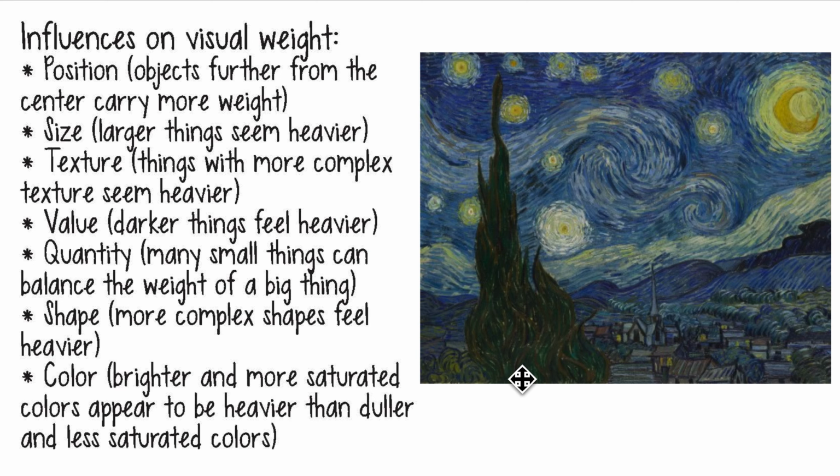The colors: darker color values, heavier feel. Lighter colors, lighter feel. Quantity. The more stuff you have, the heavier it is. Shapes. If you have really complex shapes like this, it's heavy, versus simpler shapes over here, which are considered light. And then color, the brightness and the saturation of the colors can also affect the visual weight. So let's move on.